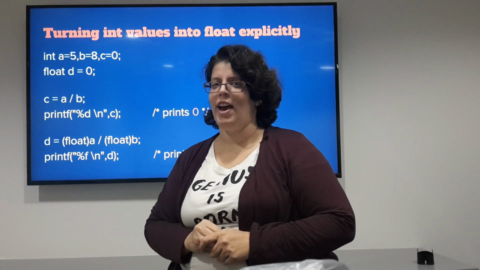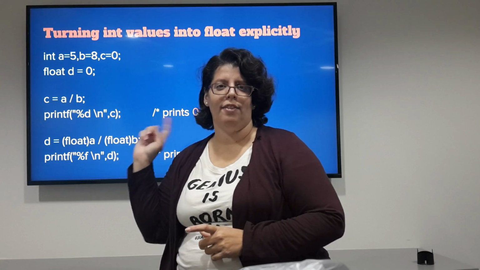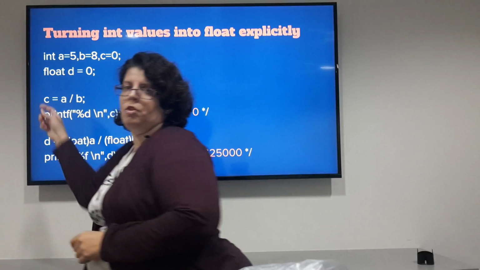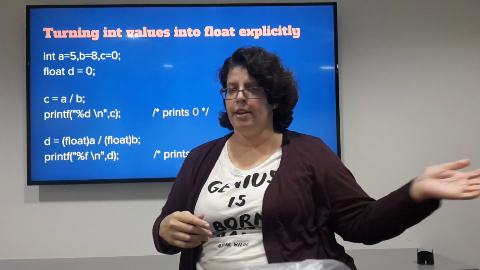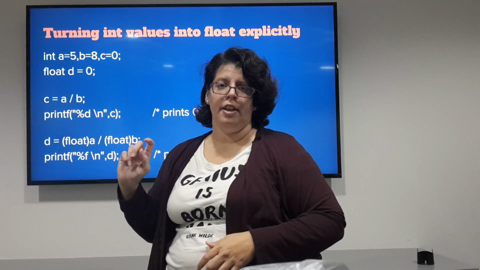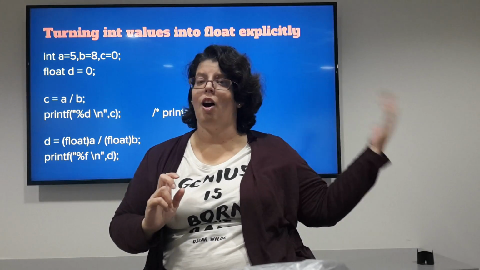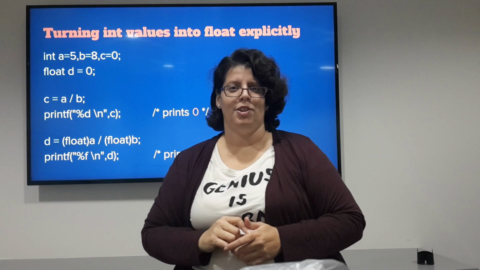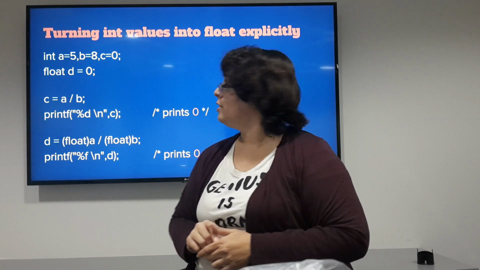Not mathematically correct. But that's what happens when you have an integer as a result. So c is an integer, which means it's going to throw away the decimal places. When you divide 5 by 8, all you have is decimal places, and we threw it all away. So we wound up with 0 as the answer. So be careful when you're doing these kinds of arithmetic operations.